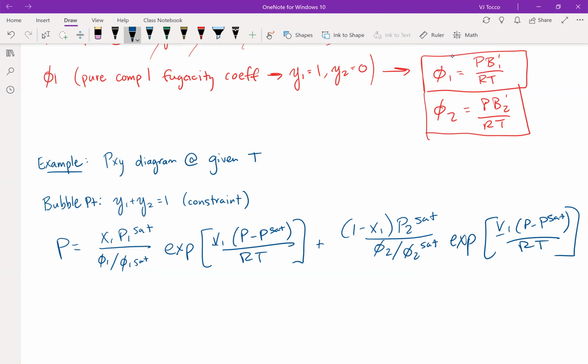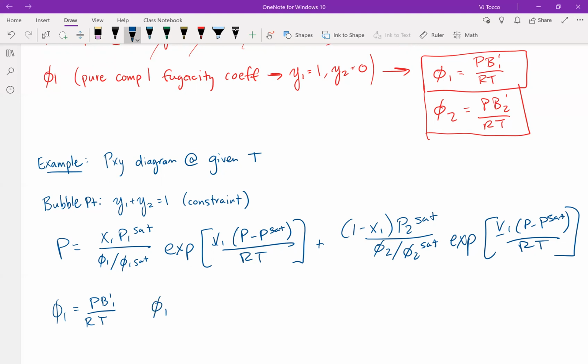Okay, so if we set x1, remember we're setting a range of x1s from 0 to 1. If we're given what the temperature is, we can evaluate what the vapor pressure for component 1 and component 2 are. We would have to look up the molar volume, so that's something you'd need to look up. And phi would be given based on this equation. So phi1 has a P in it, right? So phi has a P in it, and phi set is evaluated at P set. So phi1 is equal to P B prime 1 over RT. So you also have to look up B prime 1.